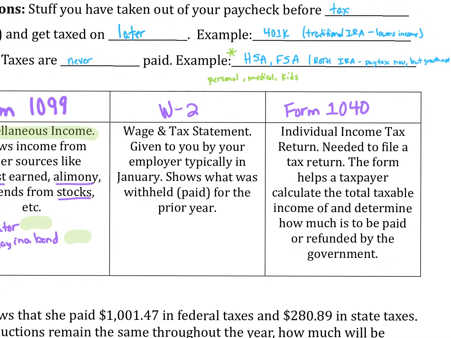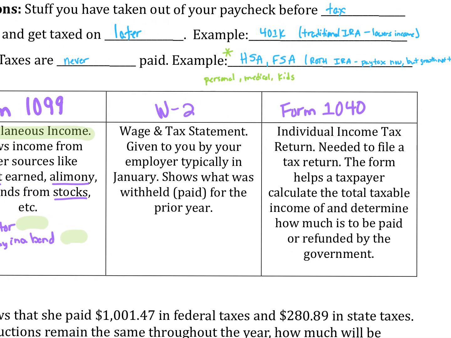The W-2 form is a yearly form that you get typically in January. It shows you what was withheld or paid for you already for the prior year. So like we're about to finish, everybody's got to have their taxes in by April 15th. We're paying the taxes for 2023, right? We pay for last year, we're not paying for this year.